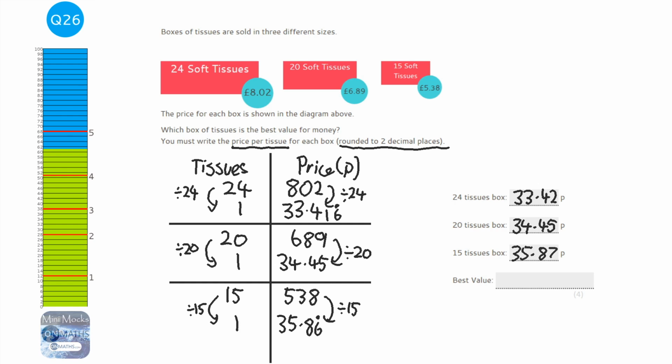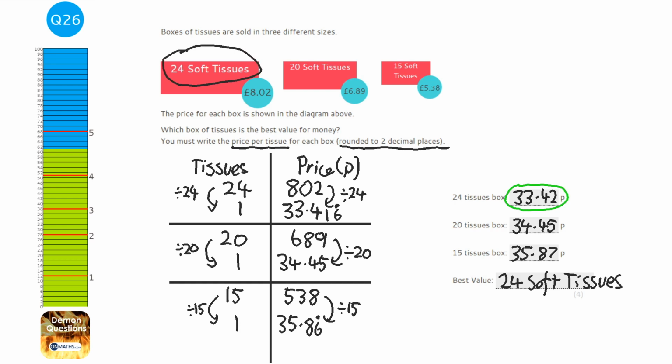So which one is the best value? Well, if you have a look at the 24 tissue box, it's only costing just over 33 pence, whilst the 20 tissue box costs over 34 pence and the 15 tissue box costs over 35 pence. Well, which one would you rather buy? Well, I'd rather buy the one where the tissues cost the least. So the best value is the 24 soft tissues. Now, in your answer, make sure that you write exactly the same as in the question so that it's absolutely clear which one you think is the best value.